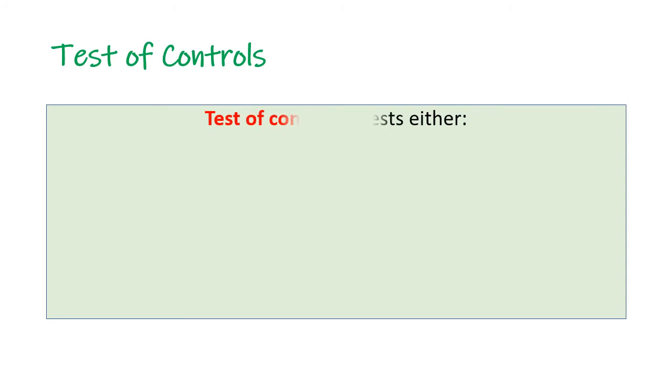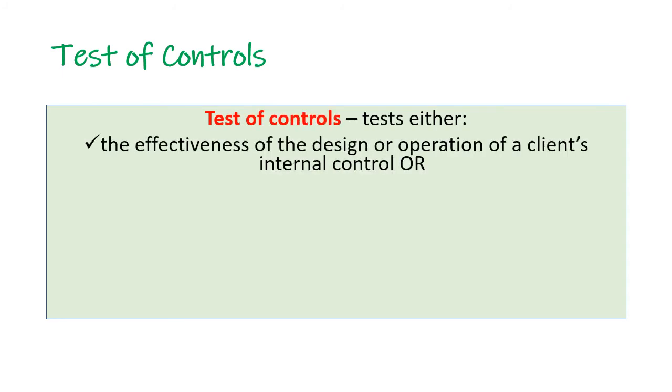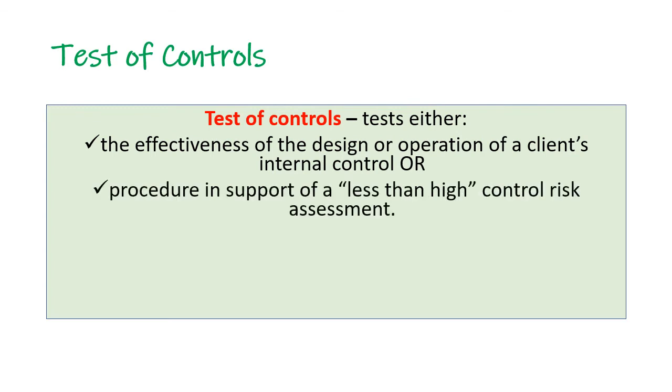Now, we proceed to the test of controls. So, what is test of controls? It tests either the effectiveness of the design or operation of the client's internal control or the procedure in support of a less than high control risk assessment. So, you perform it in order to determine if the design and operation of the internal control is effective. So, is it strong or not? And also, since you have assessed that the internal controls are reliable or your control risk is low, you have to support that by performing this test of controls.